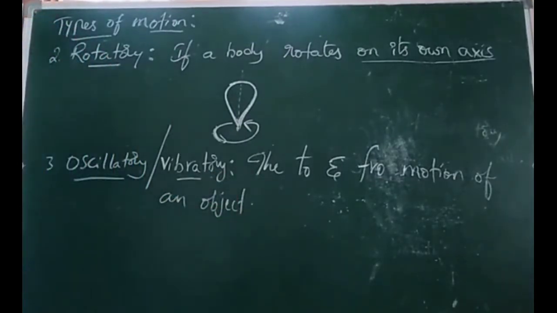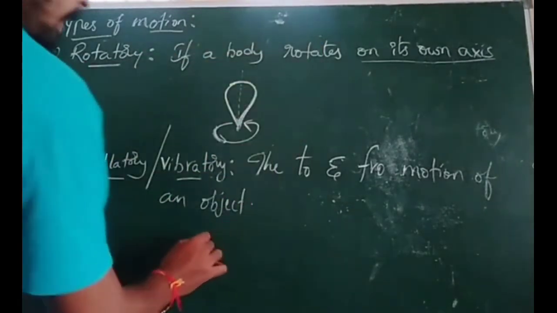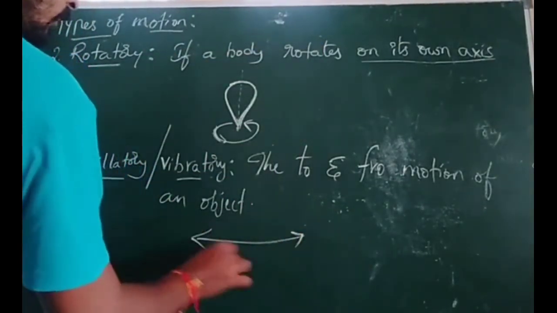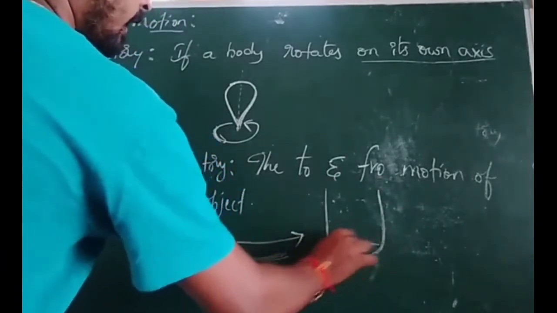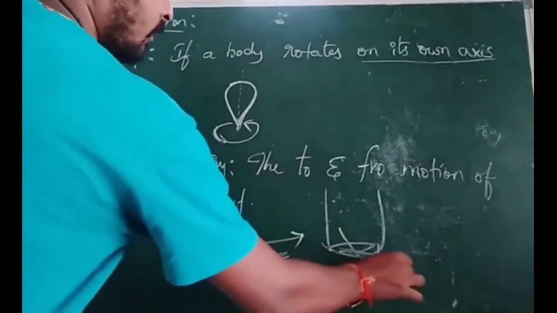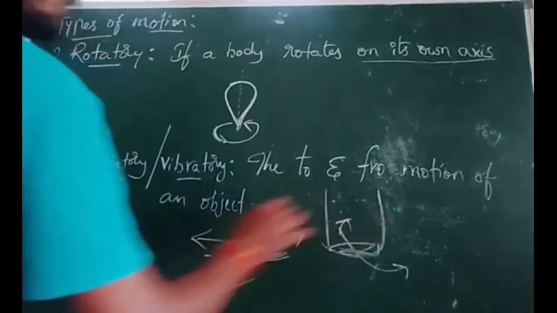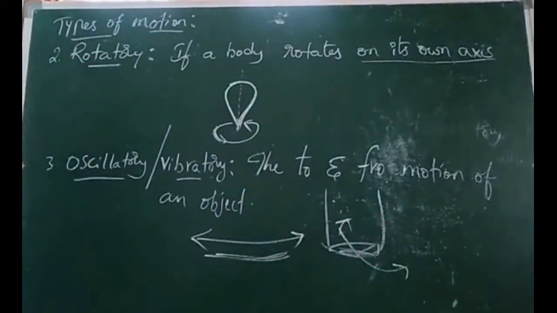So if the body moves in the to and fro direction, in the sense forward and backward, right? Like swinging a cradle. The swinging of a cradle is to and fro. Vibrating body, the motion of a vibrating body.